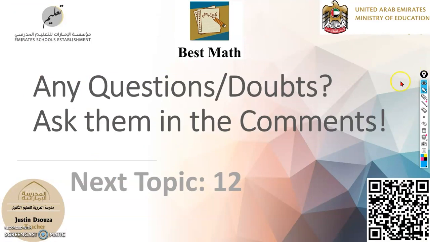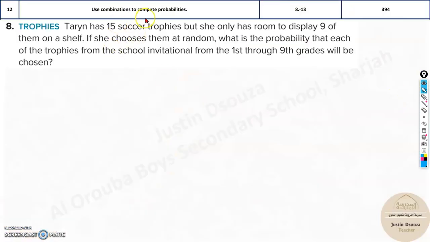We move on to the 12th topic. It is on using combinations to compute probabilities. Now let's read this problem, understand it, and then I will talk about it.